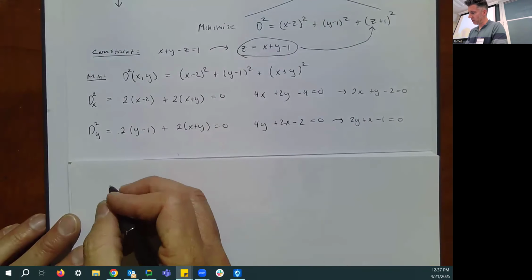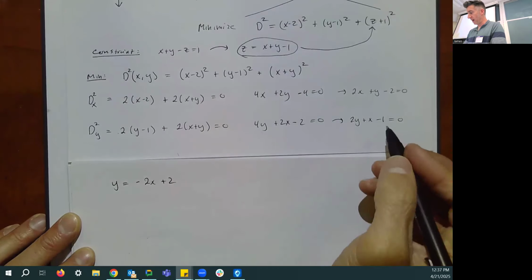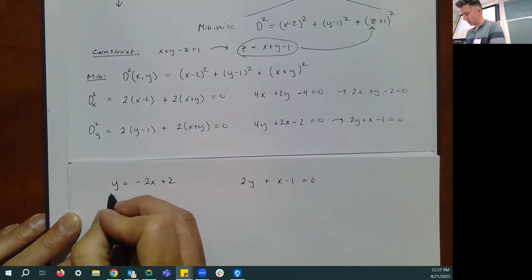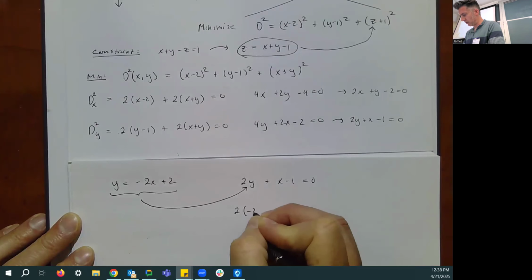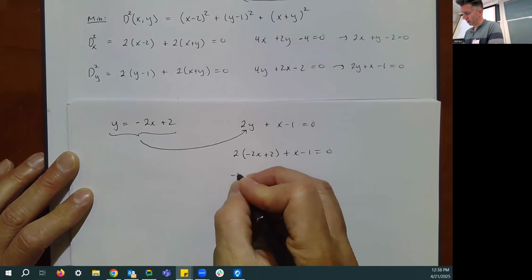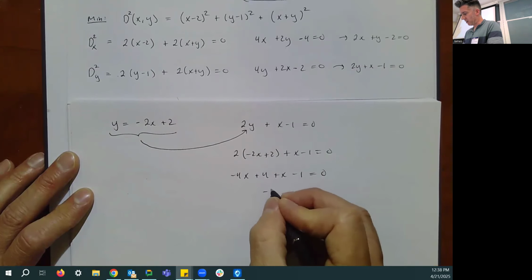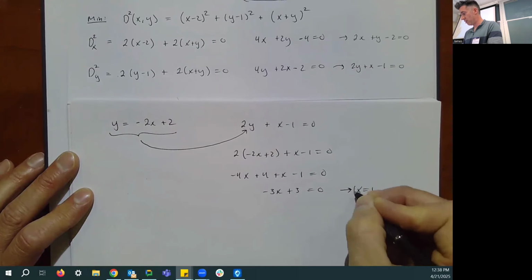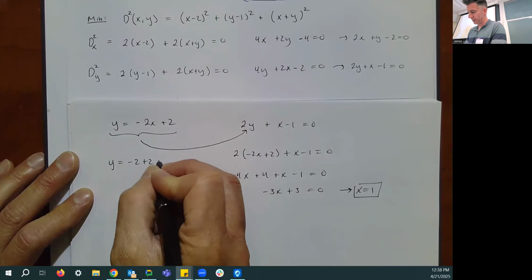Isolate y in that first equation so that y is equal to negative 2x plus 2, and plug it in for y in the other equation. So 2y plus x minus 1 equals 0. I'm going to substitute it in for y right there. So I have 2 times (negative 2x plus 2) plus x minus 1 equals 0. And finally, multiply it out: negative 4x plus 4 plus x minus 1 equals 0. You get negative 3x plus 3 equals 0, which ends up giving us that x equals 1. Go back over here, find the y value. You get y equal to negative 2 plus 2, so y is going to equal 0.